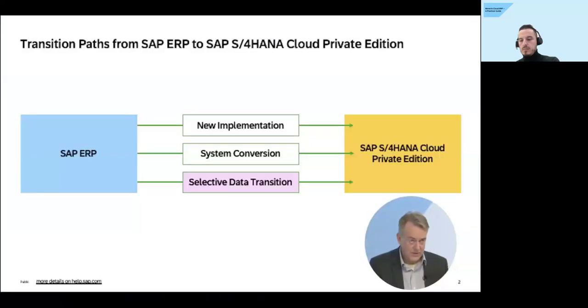One is called a new implementation, sometimes also called greenfield approach. Another one is called system conversion, or sometimes also called brownfield approach. And the one we focus on today, explaining to all of you, is the selective data transition piece. So the first two, new implementation and system conversion, they have their benefits, right? But they also have some shortcomings.